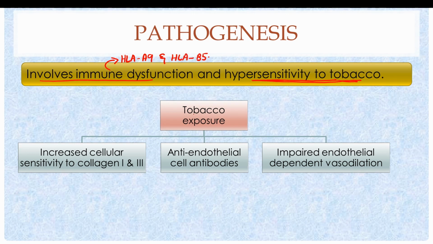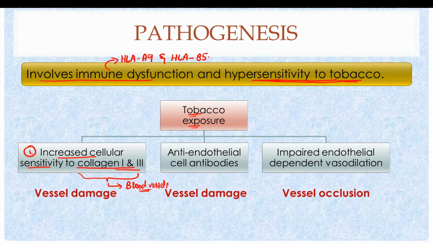So according to this mechanism, the tobacco exposure results in, first of all, increased cellular sensitivity to collagen type 1 and type 3, both of which are the constituents of blood vessels. This increased cellular sensitivity results in damage to the blood vessel wall, causing blood vessel inflammation. There is a high titer of anti-endothelial cell antibodies in the Buerger's disease. So somehow the tobacco exposure activates these antibodies which cause blood vessel damage.